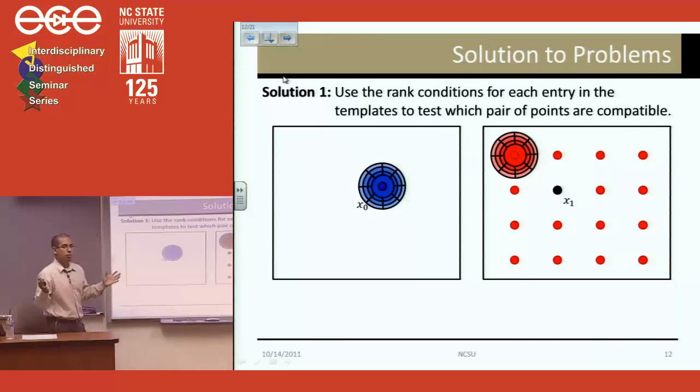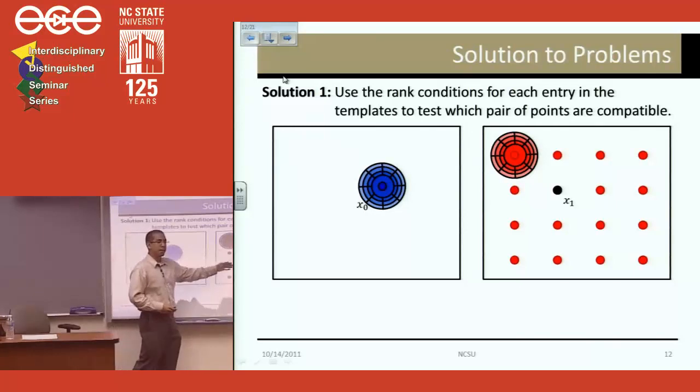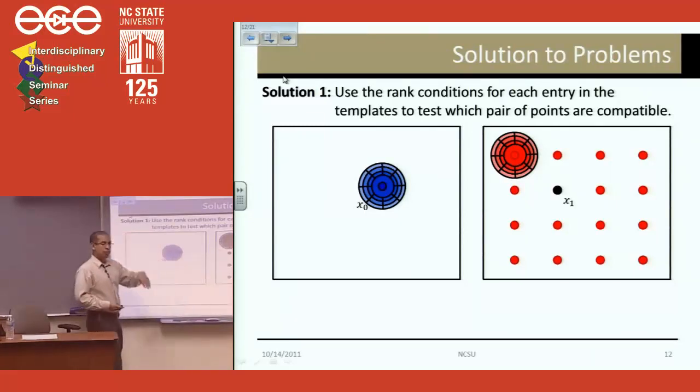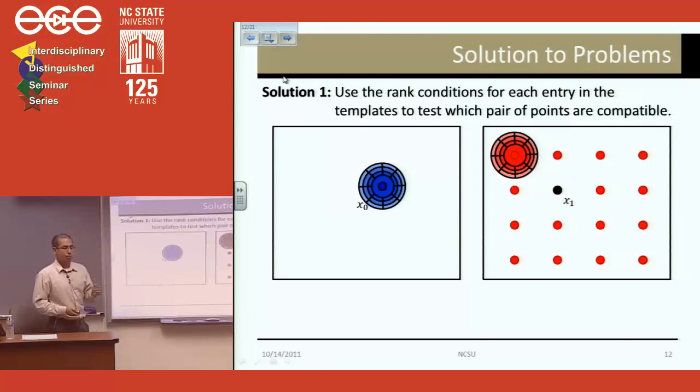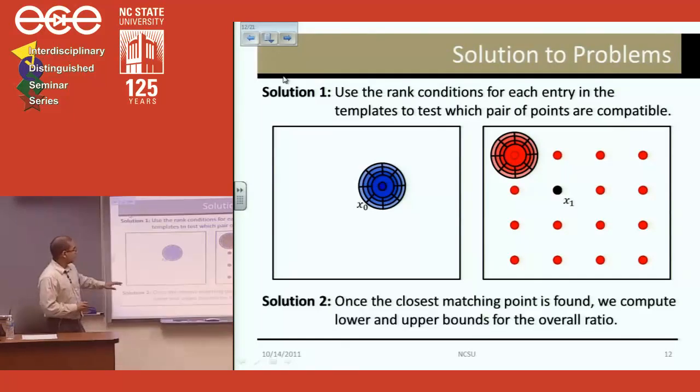We just go through, compare all the different ranks, and if any conditions are not satisfied, then that point is definitely not a matching point, and then we move on, and we're going to end up with a subset of them. Now, for problem number 2, which had to do essentially with how much overlap there is between these regions, we're going to be able to apply something very similar to this.